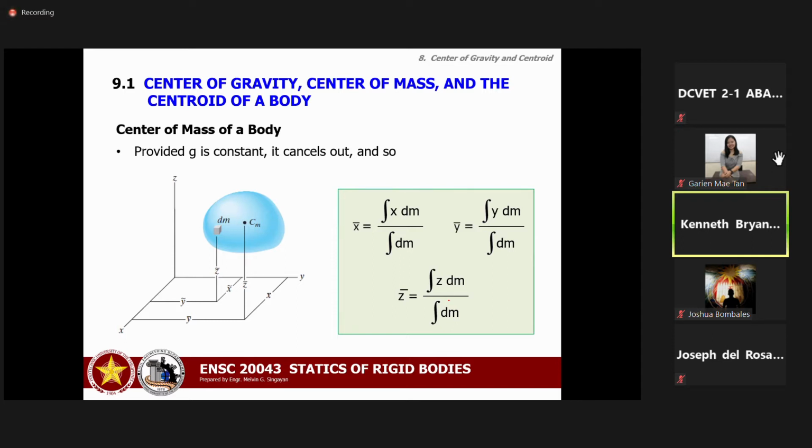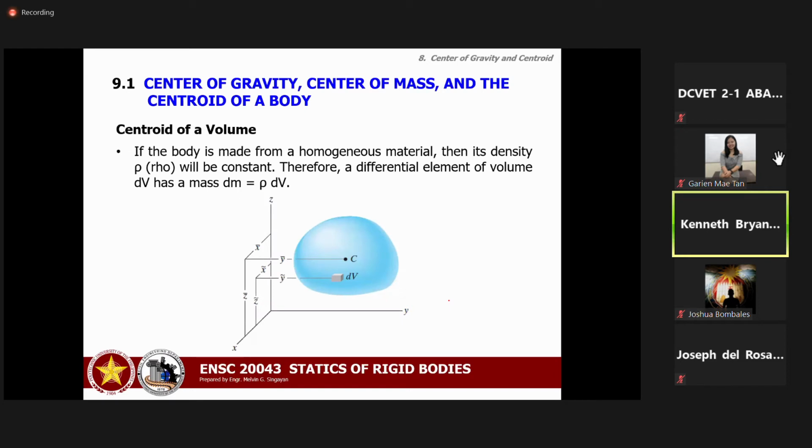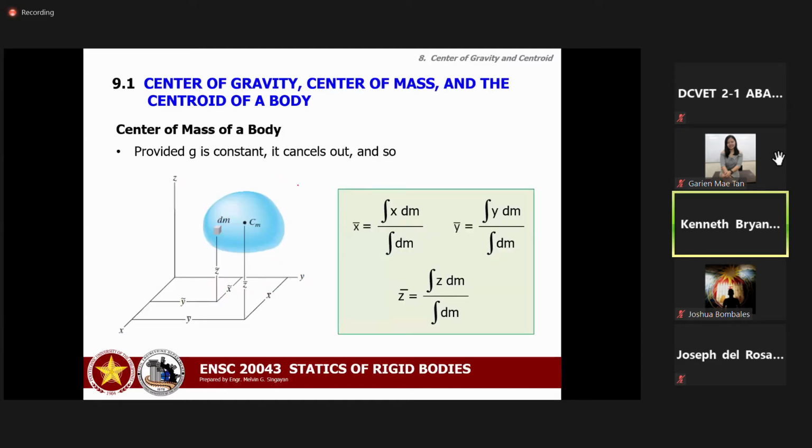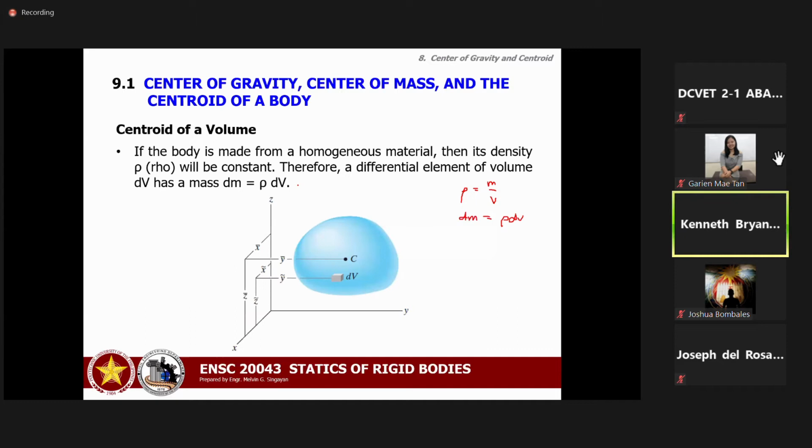Then for the centroid of a volume, if the body is made from a homogeneous material, then its density rho will be constant. Therefore, one element of volume dV has a mass dm which is equal to rho dV. Similarly, from your physics, you know the density. If you want to solve for the mass, that would be equal to the density multiplied by the volume. So a differential mass would be equal to the density multiplied by the differential volume. Therefore, if we replace dm in these equations by rho times the differential volume, we'll have these formulas.